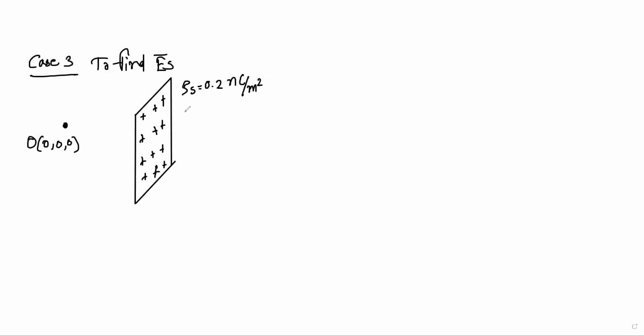Now, because of this surface charge, we have to find the electric field intensity at this point, the origin. For that, we should know the location of the surface charge. They have specified x is equal to 2. Right? So wherever you consider the point on it, its x value is going to be 2.